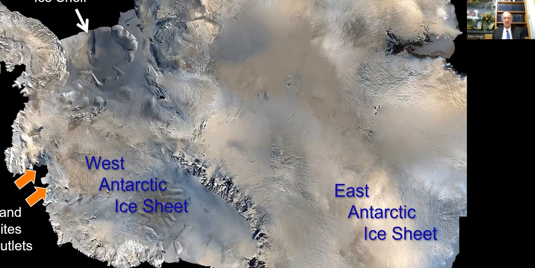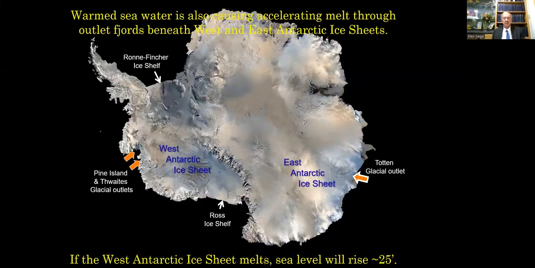I don't know what I did. How did that go? Larger. I don't know. There we go. The Totten Glacial Outlet on the east side. Also, warm water is going in under, over 100 miles in under the ice sheet.